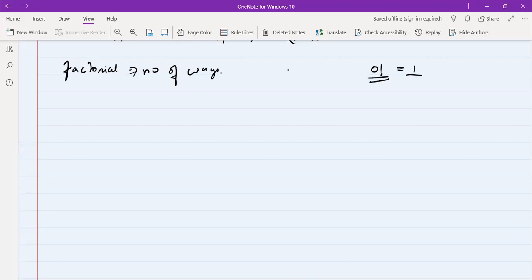Why? Because it is the number of ways. 0 factorial is the number of ways of choosing nothing. Now, if you're not choosing anything, still it is one way. Tell me, if you're choosing nothing, still it is one way, yes or no? You have one option of choosing nothing. So still it's one option. Got it? So 0 factorial is 1. Okay, everyone?